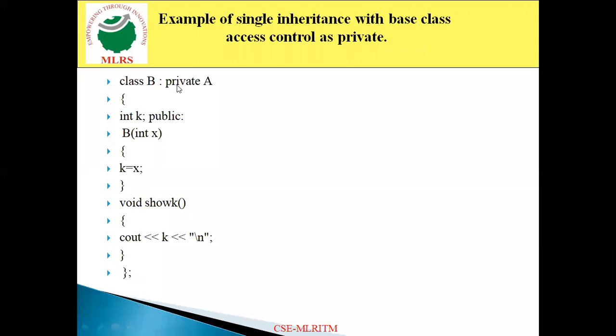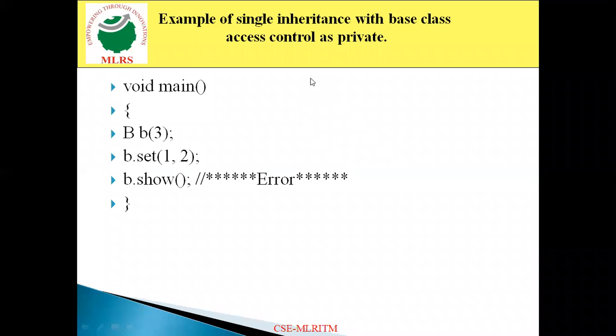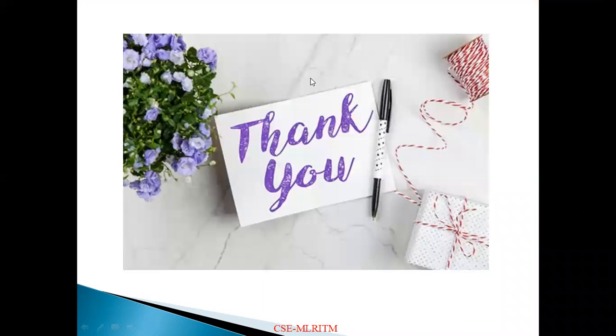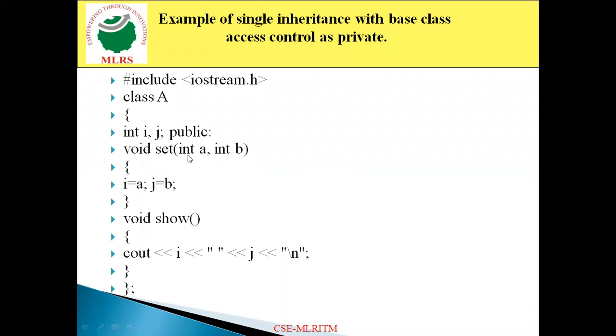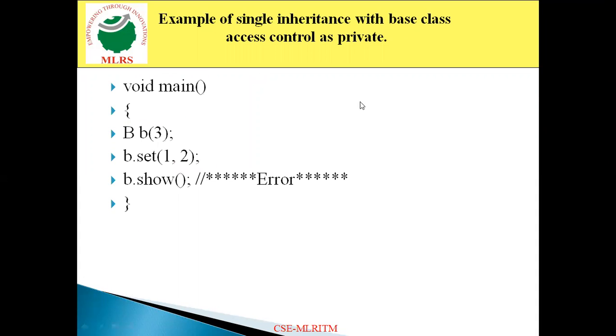Then come to the next statement. B dot set of 1, 2 indicates it is going to execute the set function, which is there in the base class. Whenever it tries to execute the base class function, it generates an error. Why? Because the class is derived in private mode, so we are unable to access the set function. So it generates the error.